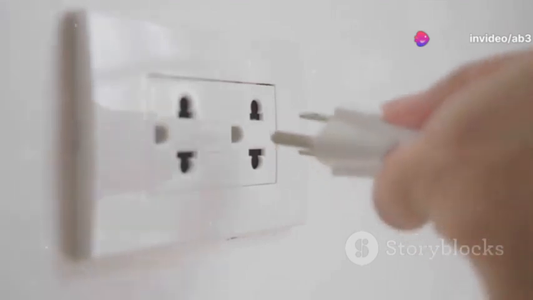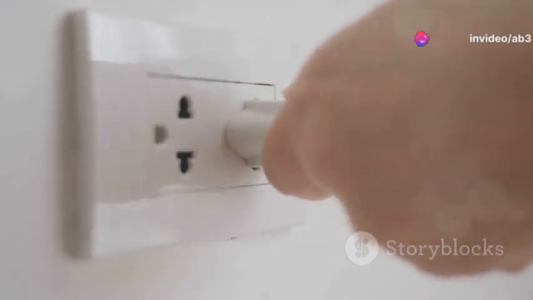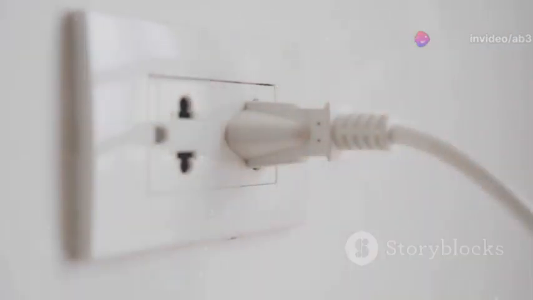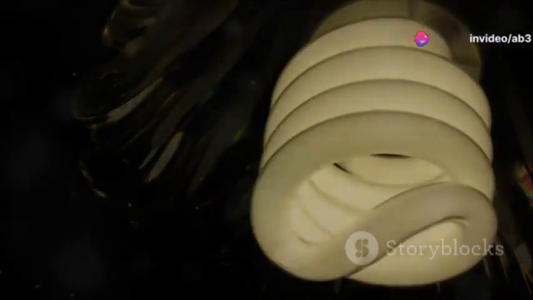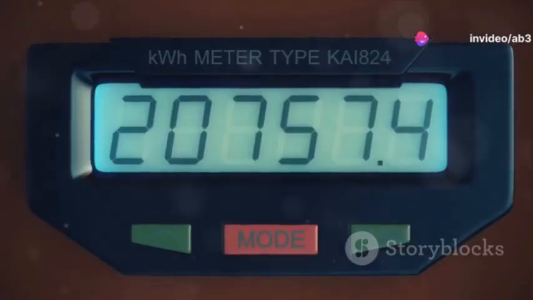To bring this concept home, consider household appliances. A standard LED light bulb, for instance, might draw about 300 milliamps, while a hairdryer can draw up to 10 amperes. This means the hairdryer uses a significantly larger flow of electric charge to operate compared to the light bulb.